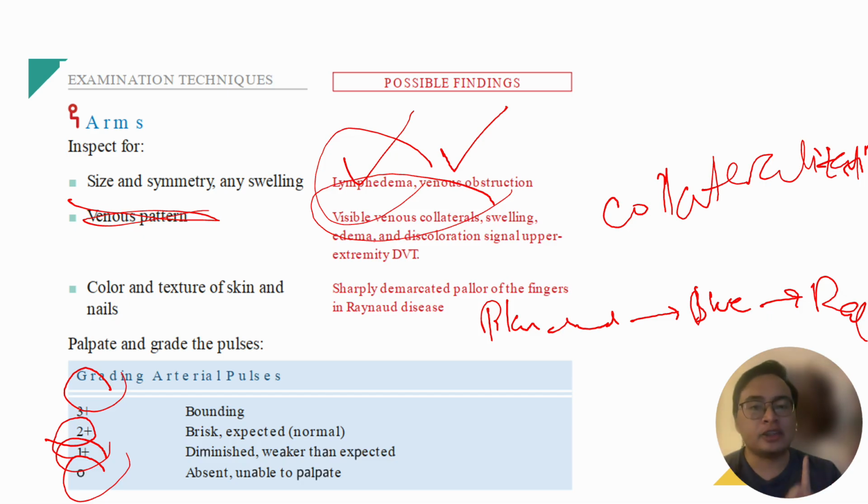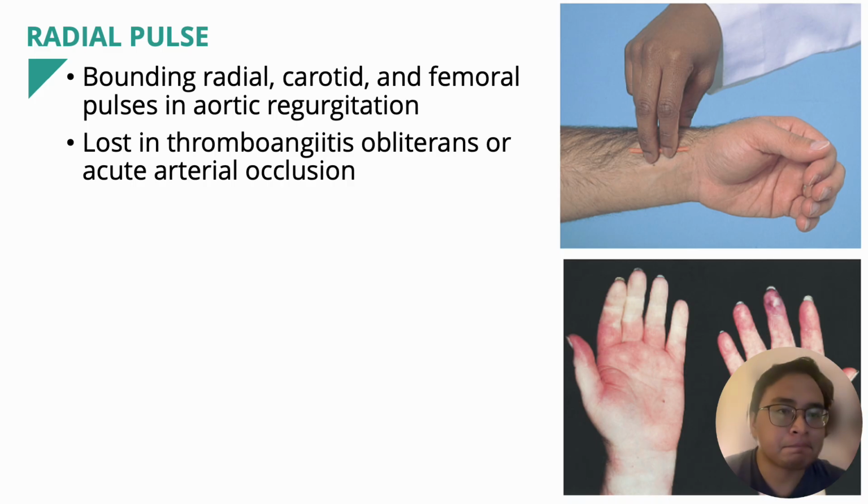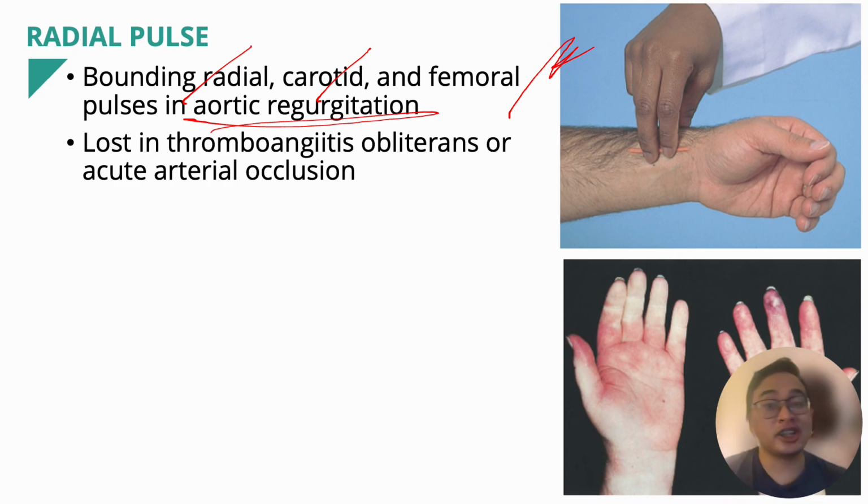So what are the pulses that you need to palpate? First is the radial pulse. Okay? So in some conditions, for example, aortic regurgitation, you're going to have bounding radial, carotid, and femoral pulses. Because there's reflux, right? So during diastole, the blood rushes back to the heart. So the pulse is going to be bounding. Aside from that, there's a condition called thromboangiitis obliterans, in which the radial pulse is lost entirely.